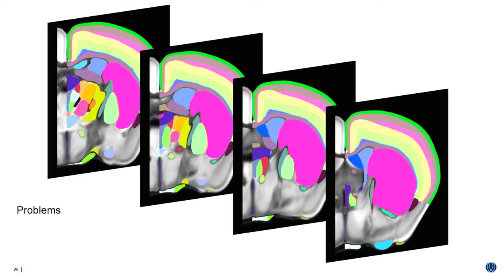There are a couple problems with this, however. One is an orientation commitment. So if we're gonna march plate after plate after plate, drawing every structure, we have to decide, is it sagittal, is it coronal, is it horizontal? And then there's a workflow bottleneck.